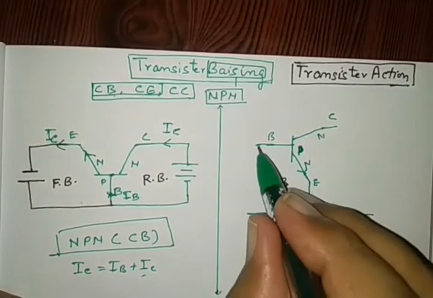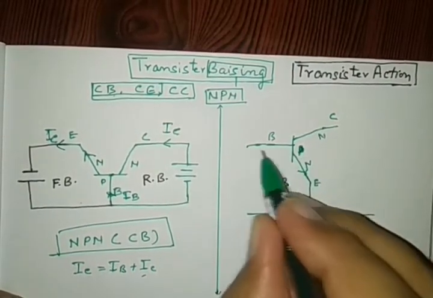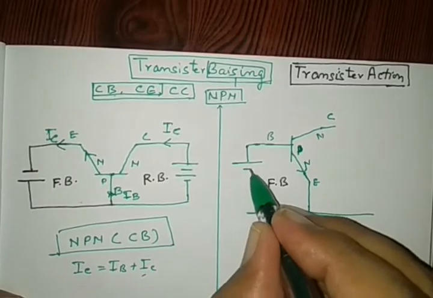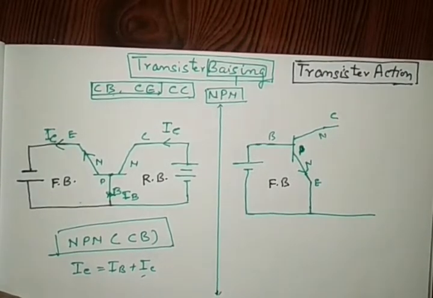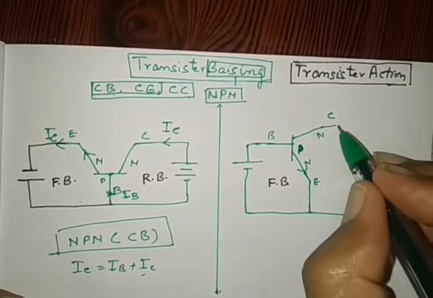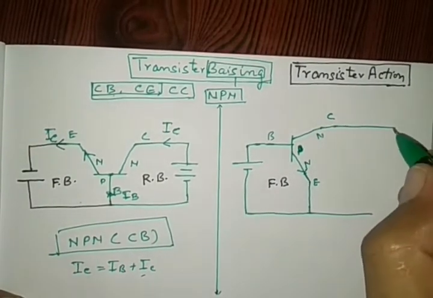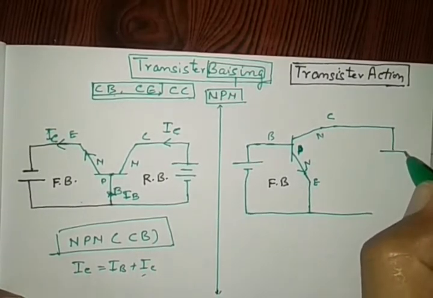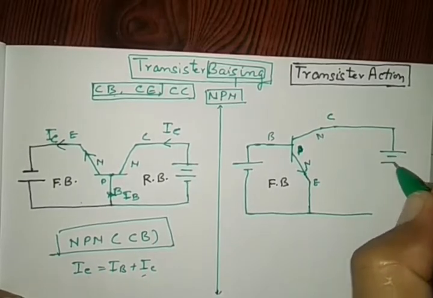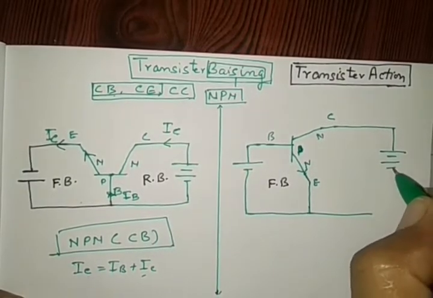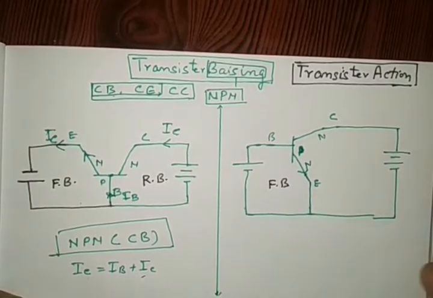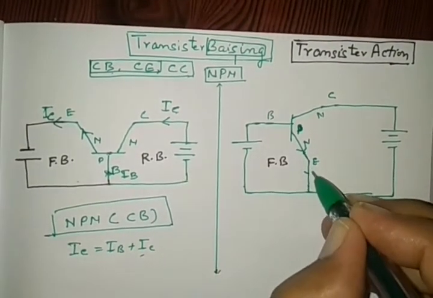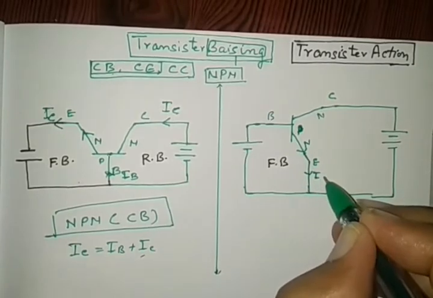Forward bias means P is connected with positive and N with negative, right? The collector is connected with heavy voltage in reverse bias, so N with positive and negative with the heavier voltage here. The emitter is common in both. See carefully for this circuit. It is one current. What is this current called? Emitter current.